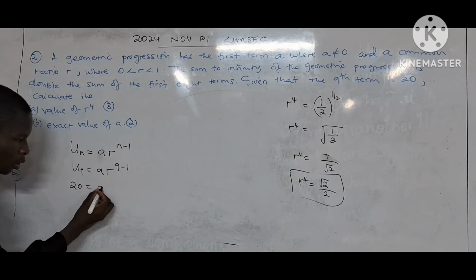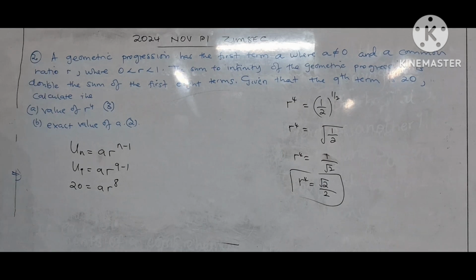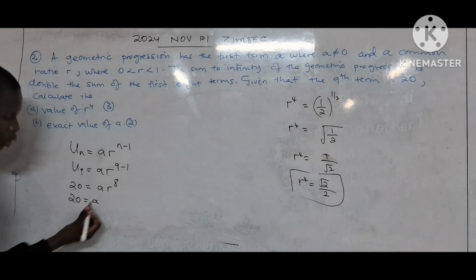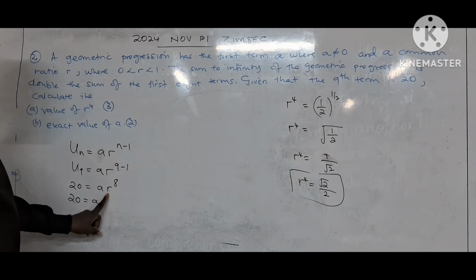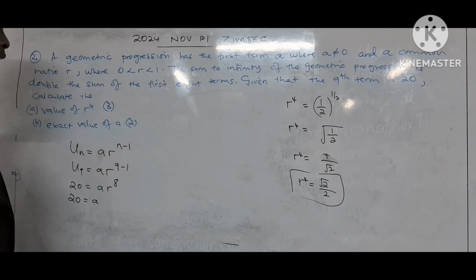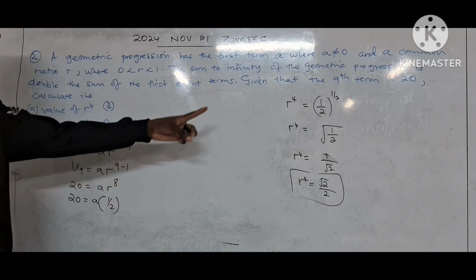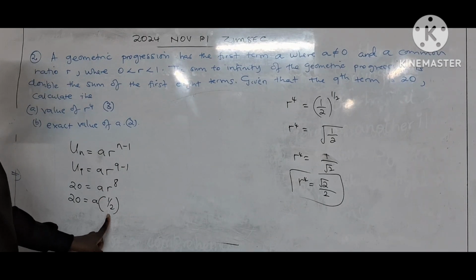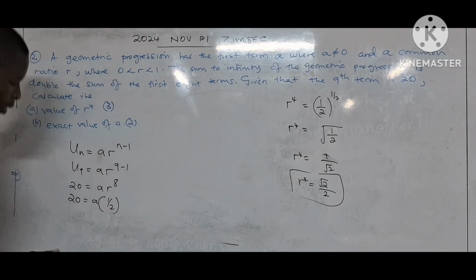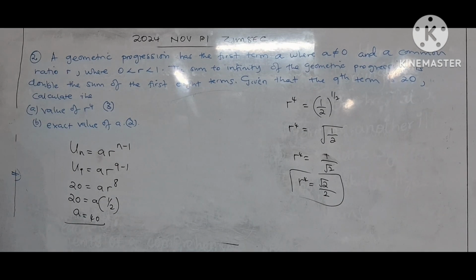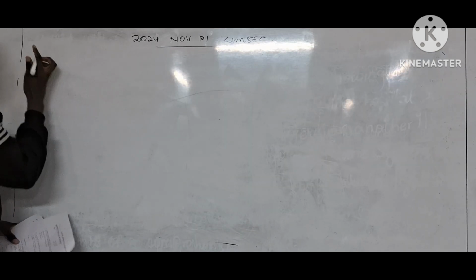So 20 is equal to A R to the power 8. What is the value of R to the power 8? From the previous question, part A, we found that the value of R to the power 8 is nothing but half. So A is equal to what? A is equal to 40. If we bring this 2 to this side, it will be 20 into 2, which is 40.